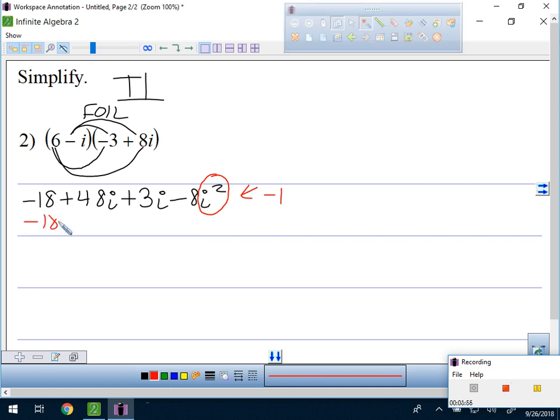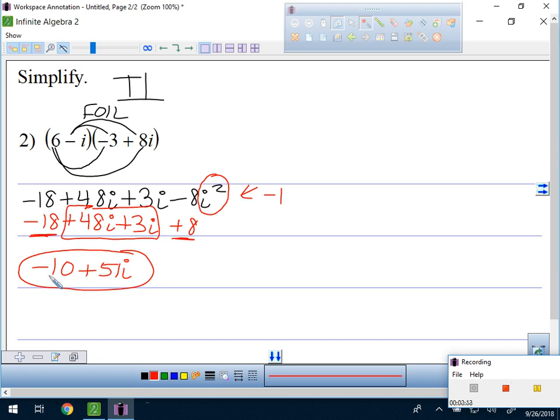So here's what you're going to have: -18 plus 48i plus 3i, and then this is going to change into a +8. And then you can combine your like terms, so -18 plus 8 is -10, and then 48i plus 3i is 51i. And so this will be my answer: -10 plus 51i. So just remember, for your notes for this one, remember to FOIL and watch your signs. And also remember i squared is equal to -1 if you've forgotten. That's great, great review. All right, so let me change colors back to black.